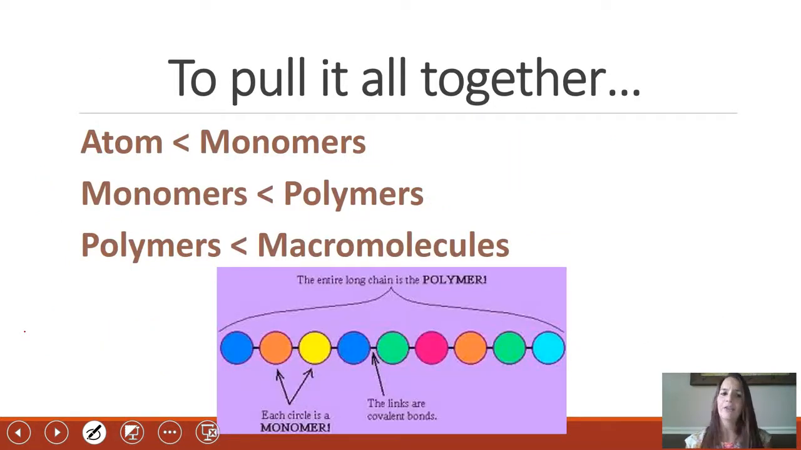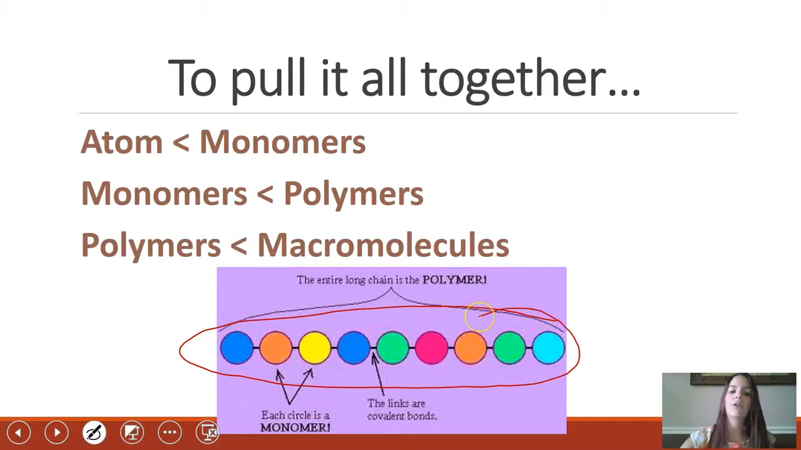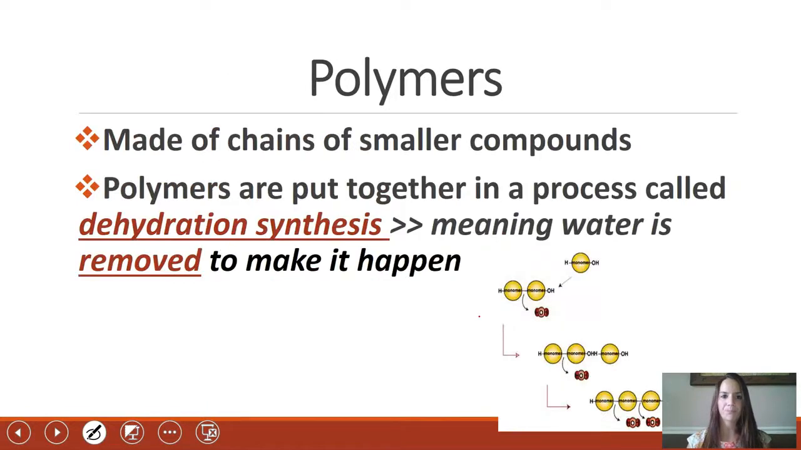To put it all together in terms of size, an atom is the smallest, which is smaller than a monomer. A monomer is smaller than a polymer, and a polymer is smaller than a macromolecule. An entire chain like this is a polymer, and an even larger chain is a macromolecule. Like we said, polymers are made of chains of smaller compounds.